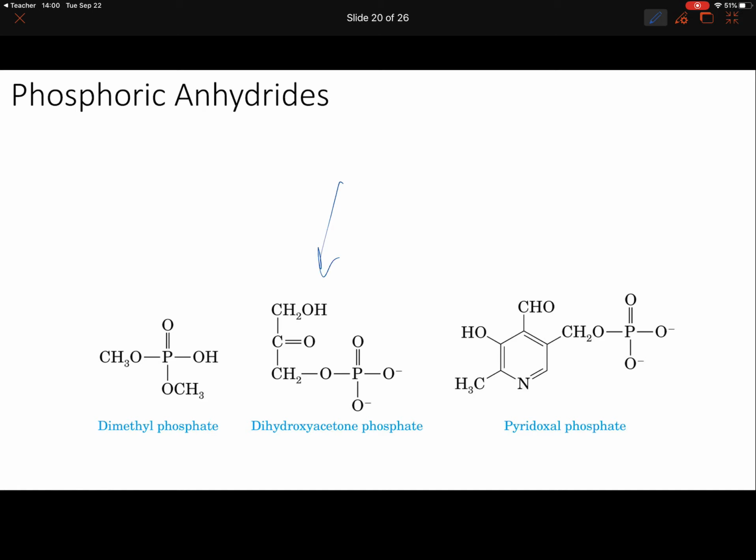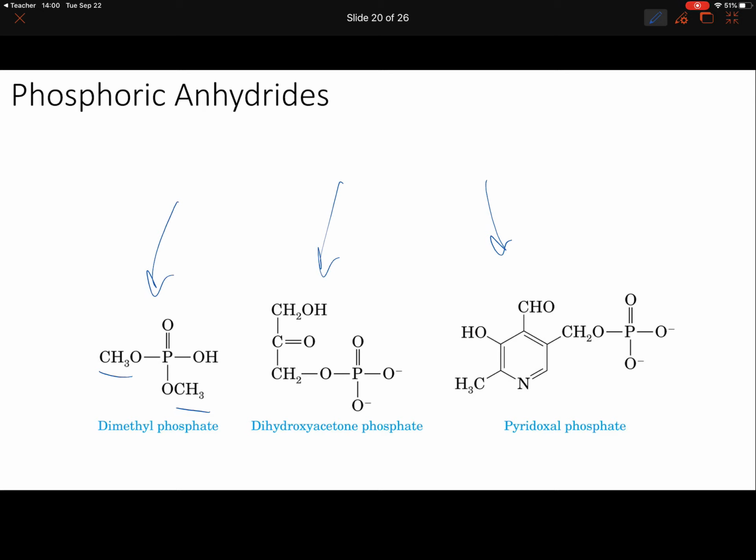So here's an example. Here's dihydroxyacetone phosphate, or pyridoxal phosphate. Again, shown ionized because this is what they look like in our bodies. Here you can just see how that common name kind of goes. This would be phosphoric acid, but if it's an anhydride, we can call it, in this case it has 2 methyls on it, so dimethyl phosphate.